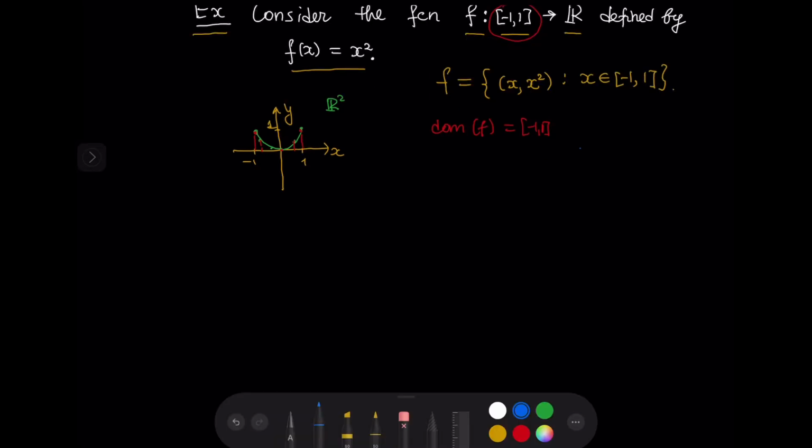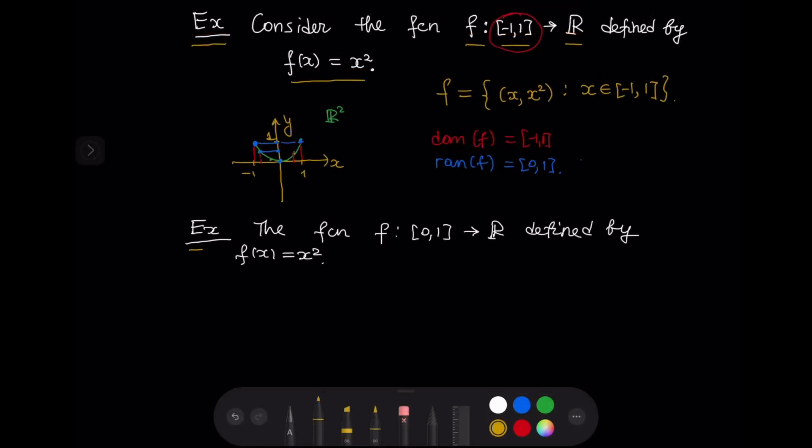Let us now understand what the range of this function is. The range of this function is the set of all of the y coordinates of the points on this portion of the parabola. You can see that these y coordinates range from 0 to 1. So the range of the function f is the interval from 0 to 1.